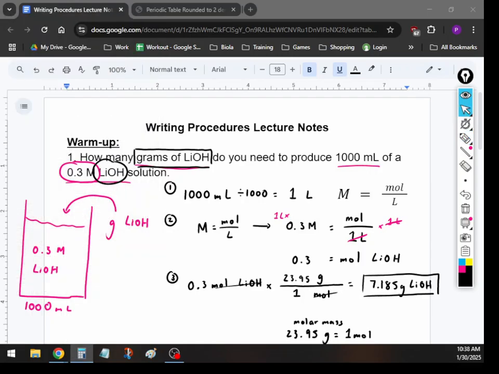Alright, so that's pretty much it for the calculations. Any questions on that? Alright, so again, just to reiterate, the reason why we're doing this is we're trying to figure out how to make these specific types of solutions.